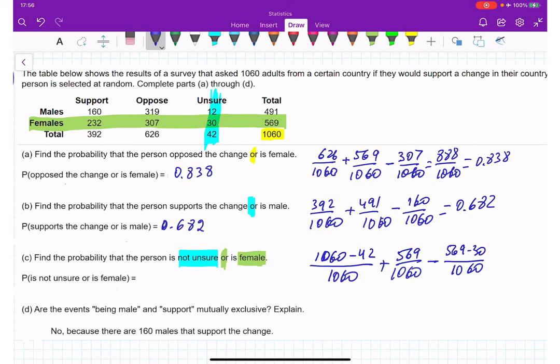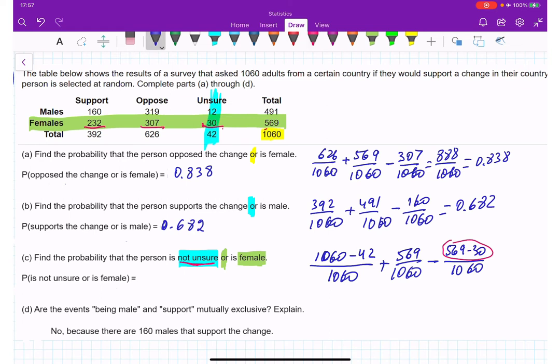Okay. Yeah, because we need the not unsure one. I was double checking 569 minus 30. Why, in previous cases, would we just subtract 30, right? But here we do 569 minus 30. Why? Because it says not unsure. So for female that is not unsure, we need to take 569 minus this 30. Or you can do 232 plus 307 and over 1060. Doesn't matter either way. Okay?